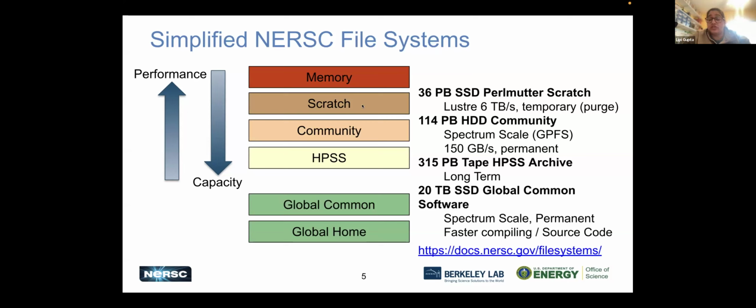The next best one is called Scratch. This is 36 petabytes of SSD storage. It's a Lustre system, and the bandwidth, the data transfer speed, is 6 terabytes per second. This is a huge data rate, which means it can be really good when you're running a job and need to be saving or loading data and doing a calculation and then writing it. We recommend using Scratch for that purpose.